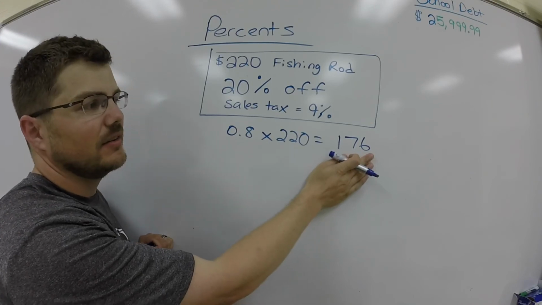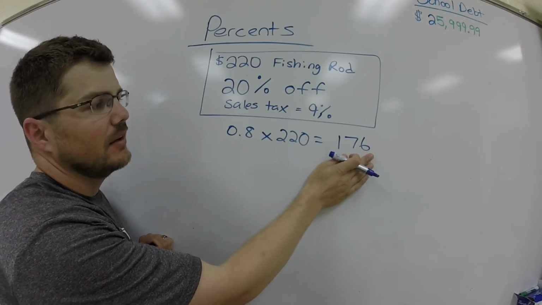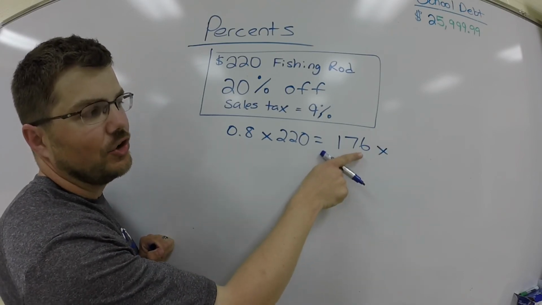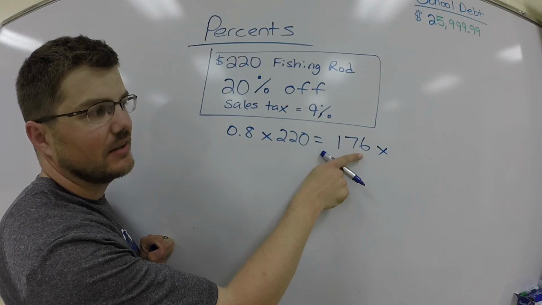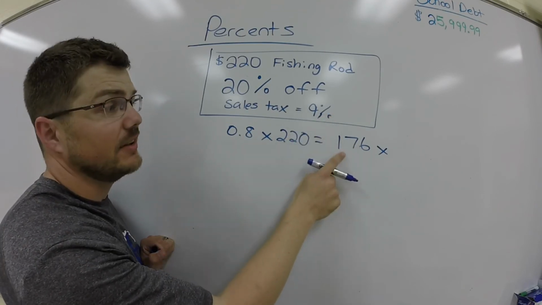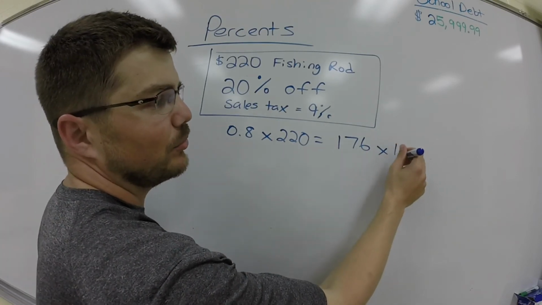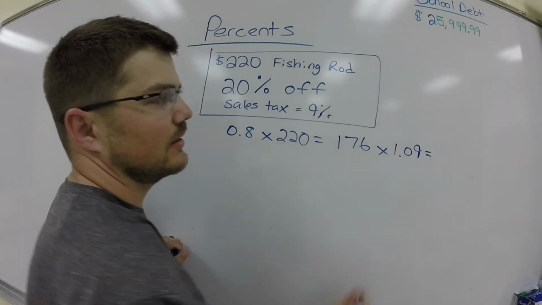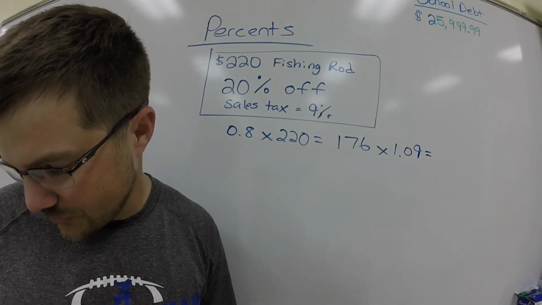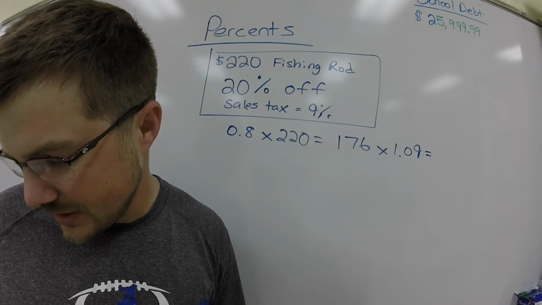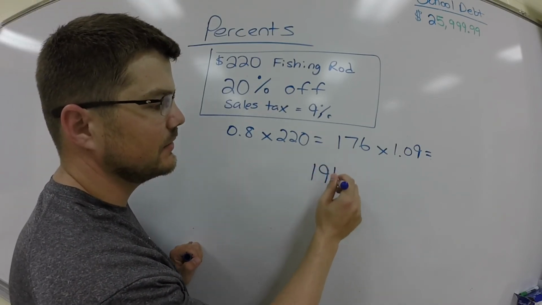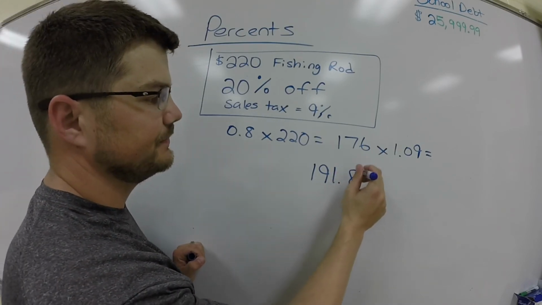So an easy way to do this in the calculator is you can say 176 times, I'm actually paying 109% of 176. I'm paying the 100% plus the 9%, that's 109%. So times 1.09. Let's see what that gives us. 176 times 1.09. So my price for this fishing rod is going to be $191.84.